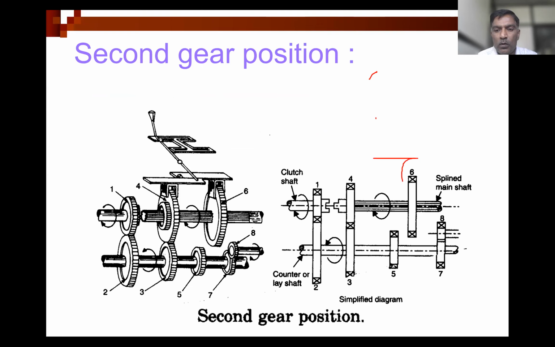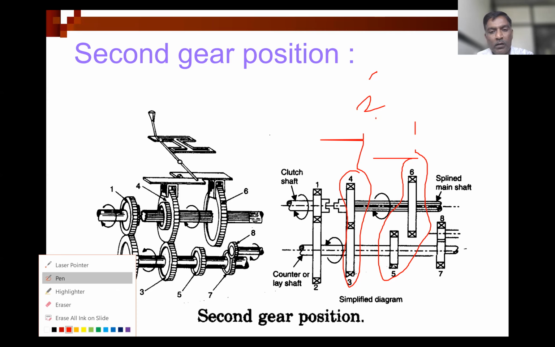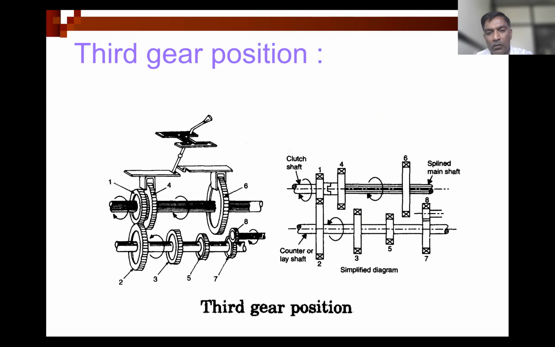Okay. So with this combination, we got first gear. With this combination, we got second gear. Now one more speed we can get with this available or shown configuration. So now we can have connection between gear number 1 directly to this main shaft. So you can see this. This is third gear position.